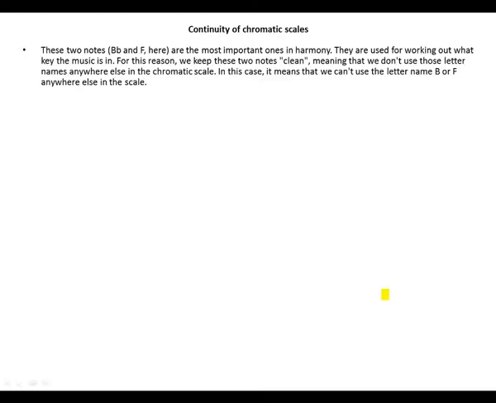These two notes, B flat and F, are the most important ones in harmony. They are used for working out what key the music is in. For this reason, we keep these two notes clean, meaning that we don't use those letter names anywhere else in the chromatic scale. In this case, it means that we can't use the letter name B or F anywhere else in the scale. So we know that B flat and F are the most important notes in our harmony.